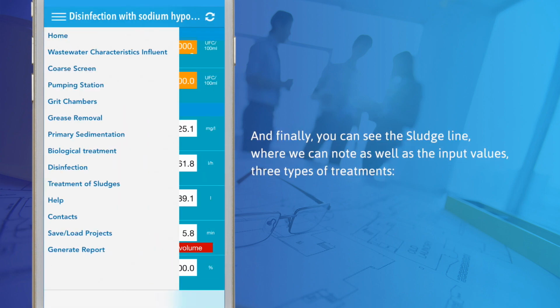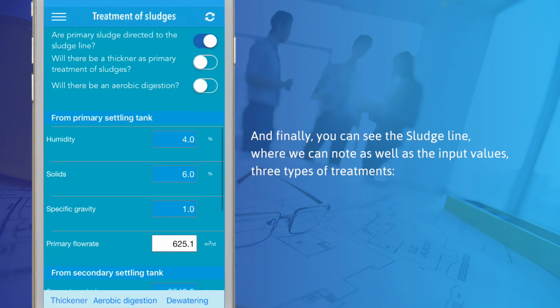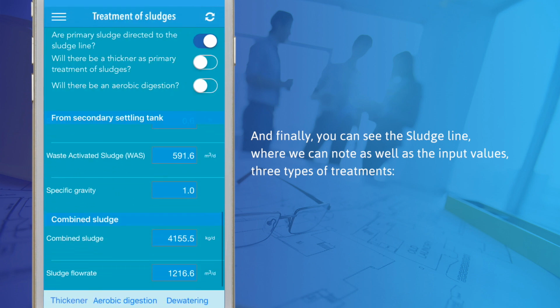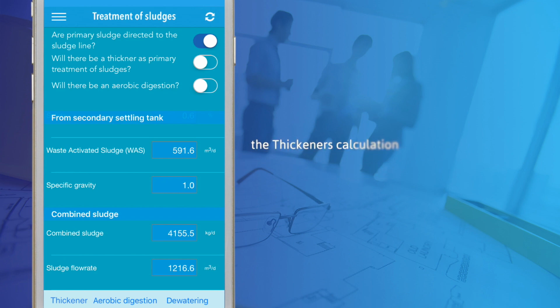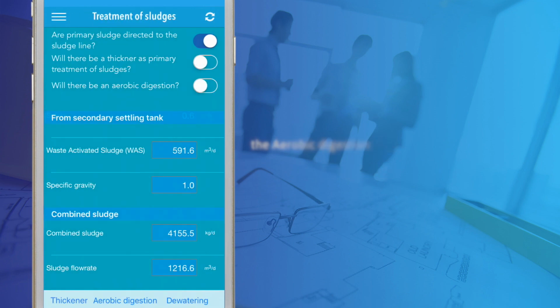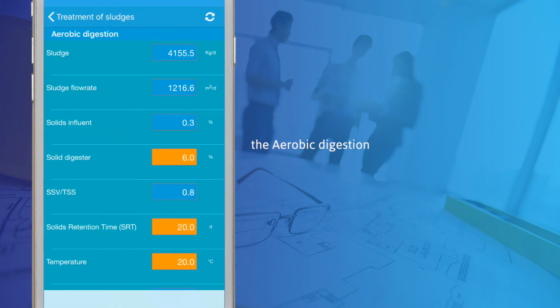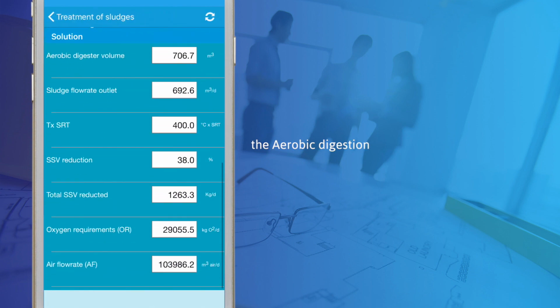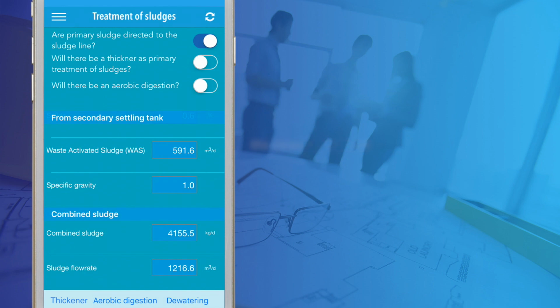And finally, you can see the sludge line, where we can note, as well as the input values, 3 types of treatments: the thickening calculation, the aerobic digestion, the dewatering.